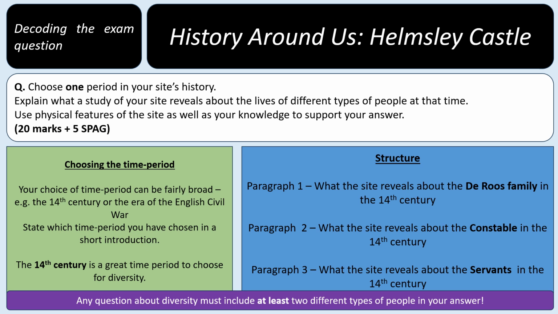So the structure for this question: paragraph 1, I'd talk about what the site reveals about the De Roos family in the 14th century. Paragraph 2, I'd talk about what the site reveals about the constable in the 14th century. And paragraph 3, what the site reveals about the servants and the workers in the 14th century at Helmsley Castle. Any question about diversity must include at least 2 different types of people in your answer, but preferably 3 is better.